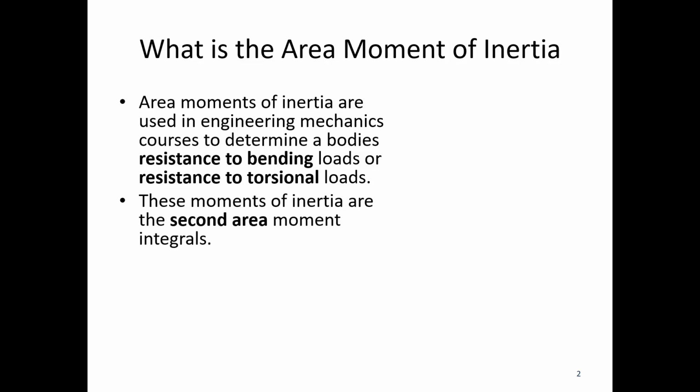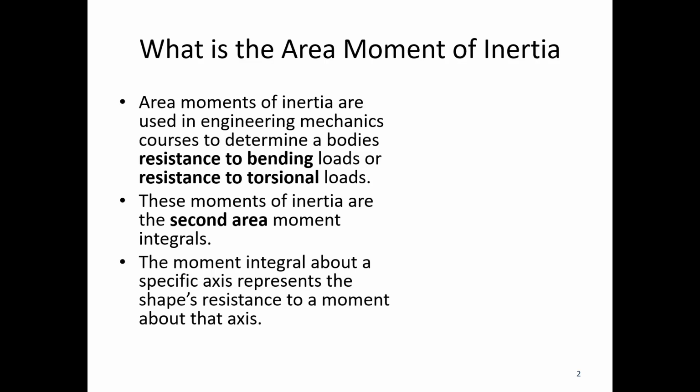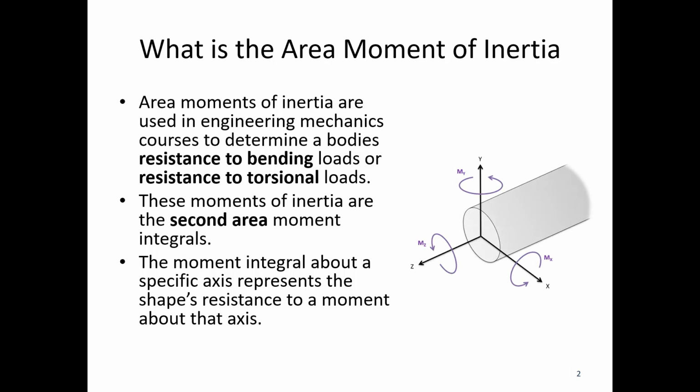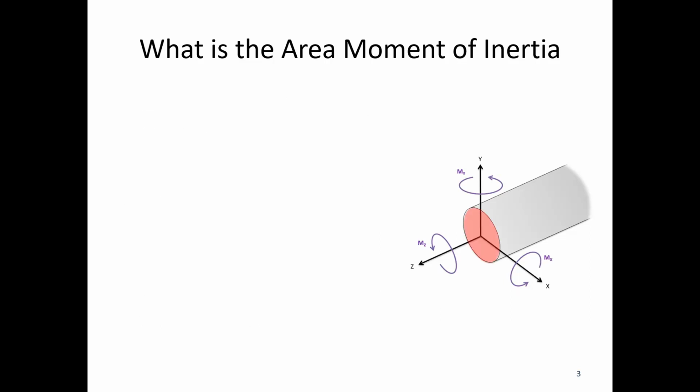So these moments of inertia are second area moment integrals, and the moment integral about a specific axis represents that shape's resistance to a moment about that axis. So imagine we've got some circular rod, we make a cross section of the beam. If I could have a moment about x, y, or z axis, and if I have the moment of inertia about that respective axis, that kind of represents the resistance to the moment about that axis.